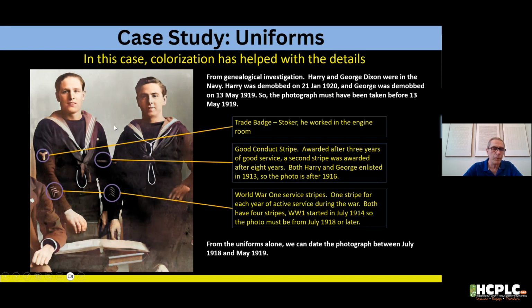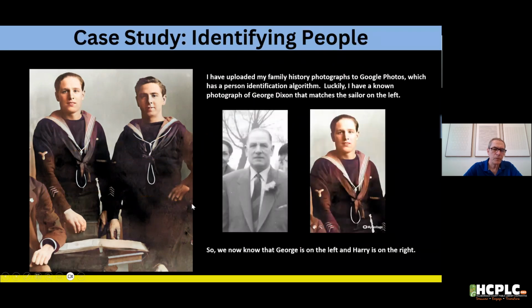So given from the photographs, I know that when these guys were demobbed, so they were demobbed in 1919, these photographs must have been taken before 1919. And because they've got 4 stripes for the First World War, 1914 to 1918, we know we served throughout the war. Then I use Google facial recognition. That tells me that this one is George.